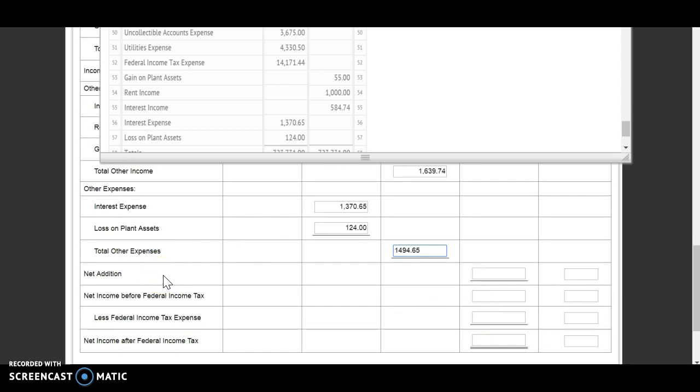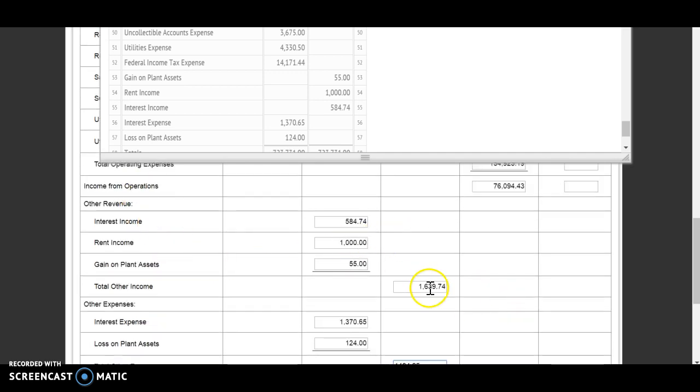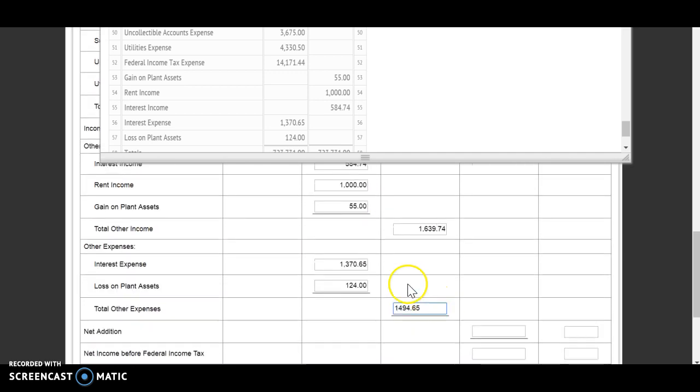Okay, next I need to figure out what my net addition is. So for my net addition, I'm going to look at what my other revenue is, total other income, and I'm going to subtract from it my total other expenses, and that's going to give me if I have a net addition. My net addition is $145.09.